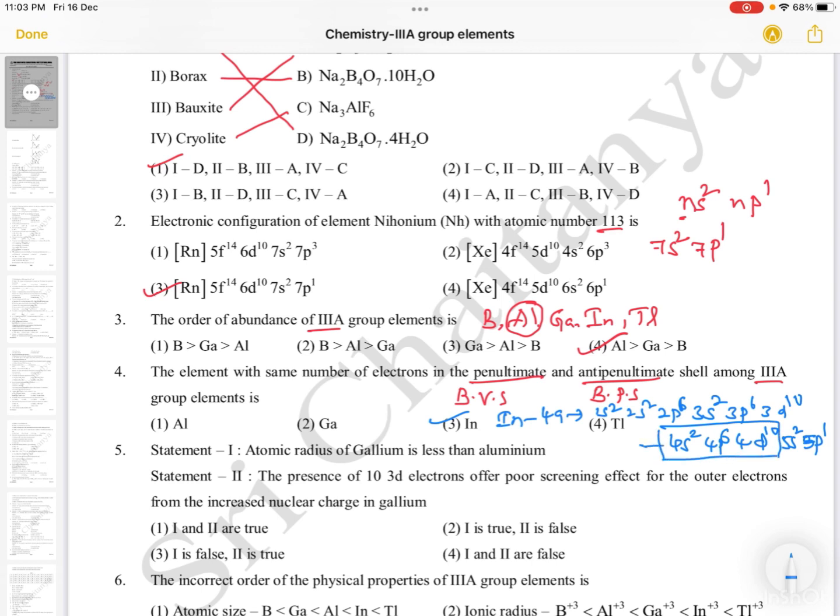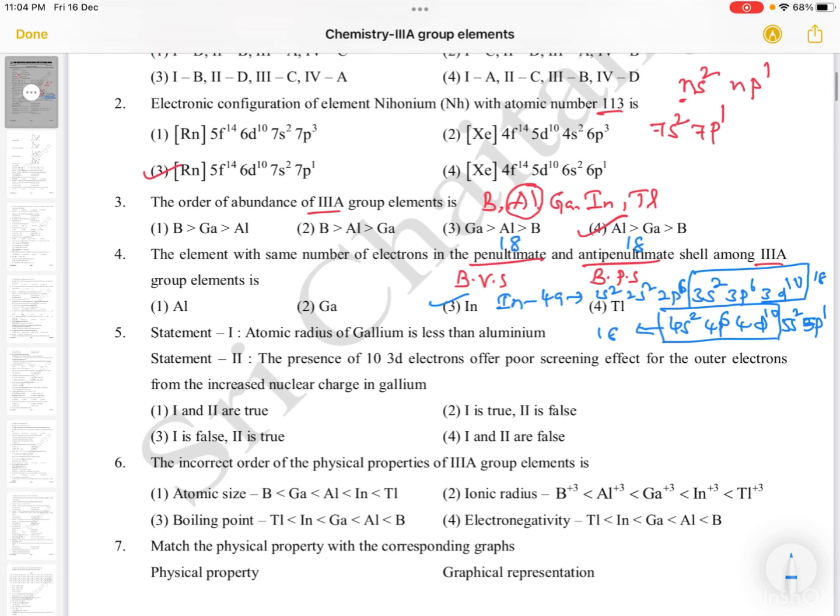So here 4th shell is called as penultimate shell. In 4th shell there are 18 electrons present. So penultimate shell has 18 electrons. Anti-penultimate shell is the 3rd shell. Here also 18 electrons are present. So equal number of electrons present in indium.